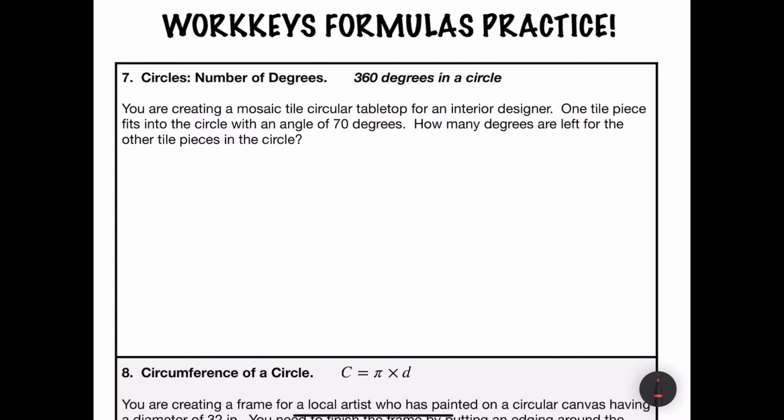This problem says you are creating a mosaic tile circular tabletop for an interior designer. One tile piece fits into the circle with an angle of 70 degrees. How many degrees are left for the other tile pieces in the circle?